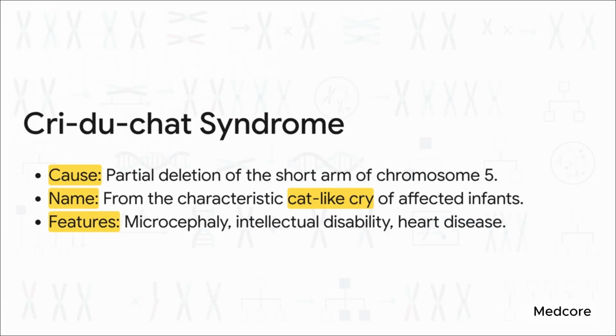Another classic example of a structural problem is Cri-du-Chat syndrome. This one's caused by a deletion on the short arm of chromosome 5. And the name is actually a huge clinical clue. It's French for cry of the cat. That's because infants with this condition have this really characteristic, high-pitched cry that sounds just like a cat, which can help you remember the diagnosis.